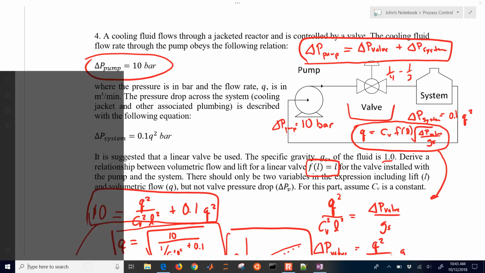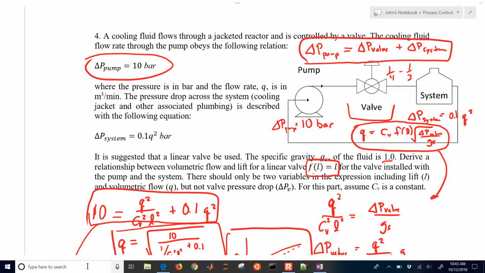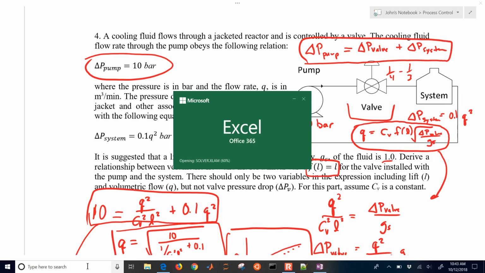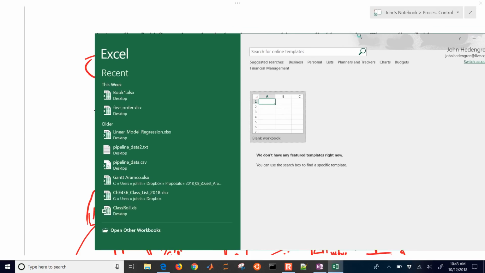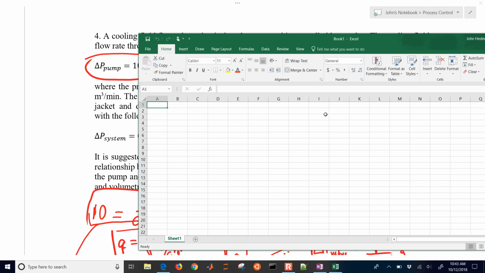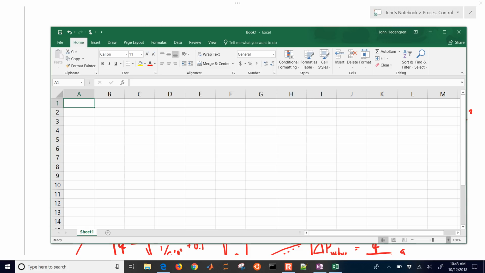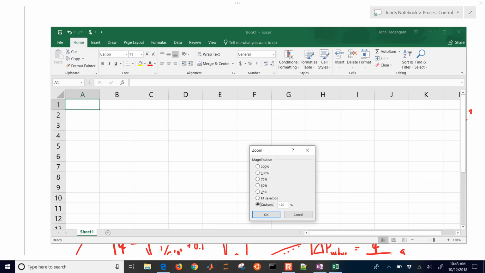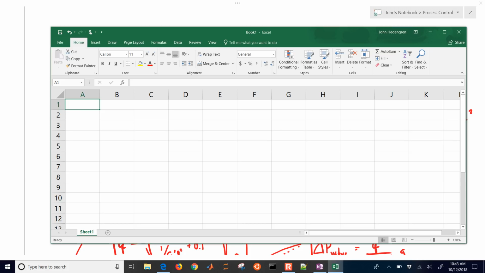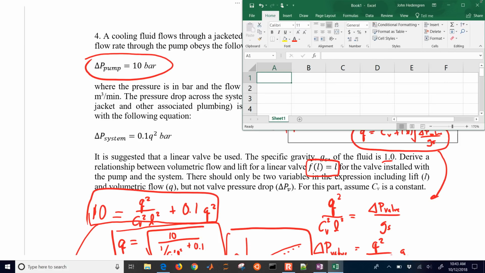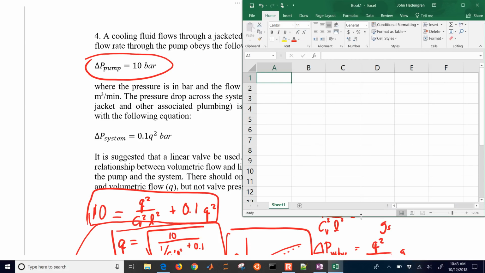So I'm going to open up Excel and just implement this equation in Excel, and we will see how things change as we change some of the things like the CV or the lift for our system. Okay, so here is the Excel sheet, and what I'll do is put this over to the side so we can still see it, and then I'll come up with a CV value, and I'll just say that's going to be equal to 1.